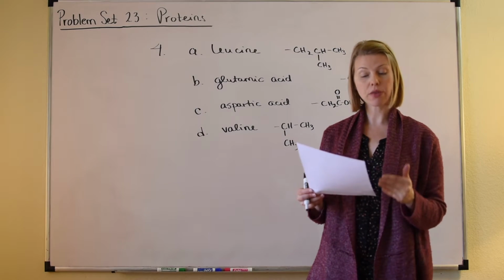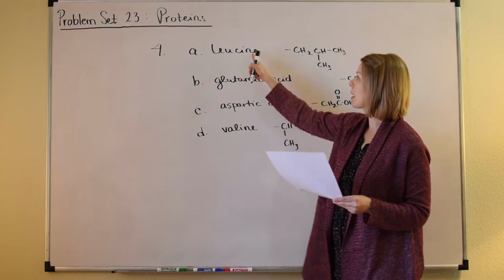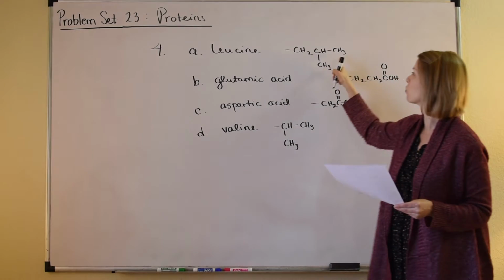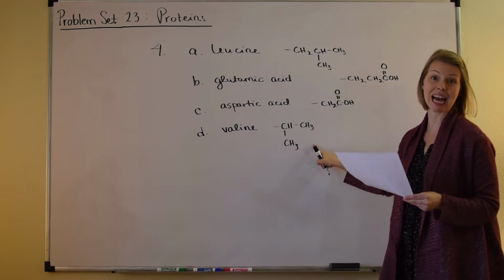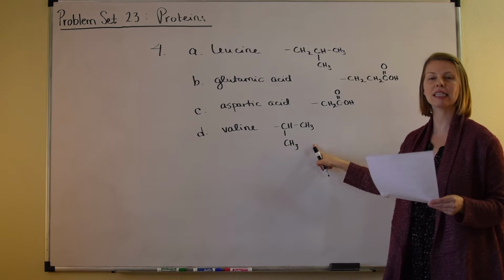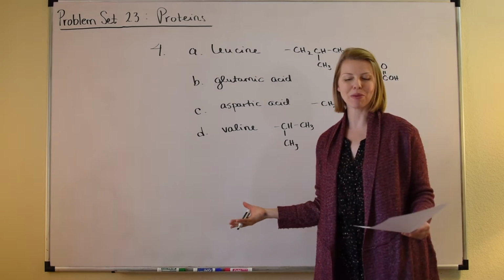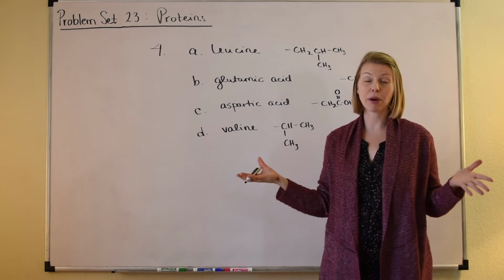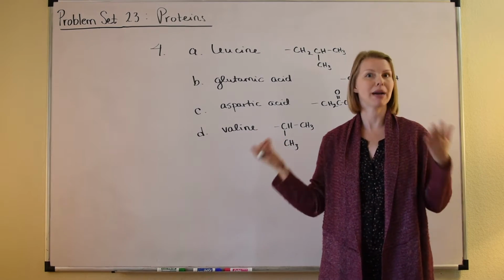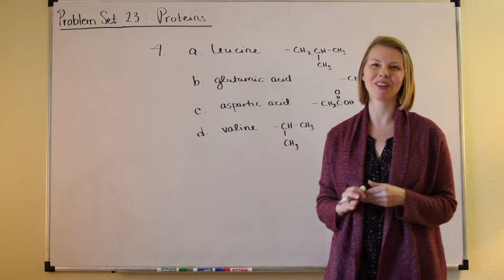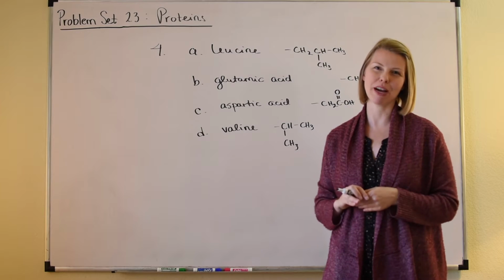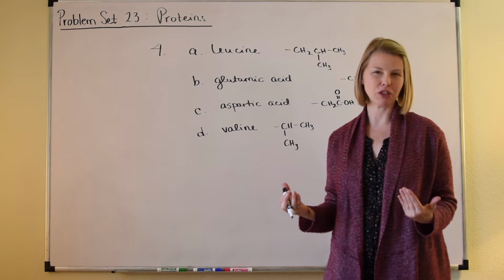And I've given you A through D. In the problem, I only wrote the name, but you'll see that up here on the board, I went ahead and wrote the R group, the side group of each of these amino acids. Your instructor may want you to memorize all 20 different side groups. When I was taking biochemistry as an undergraduate, my instructor expected us to memorize all 20. When I was teaching introductory biochemistry, I never asked my students to know all 20.